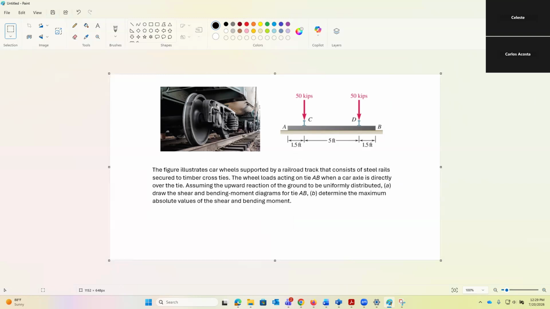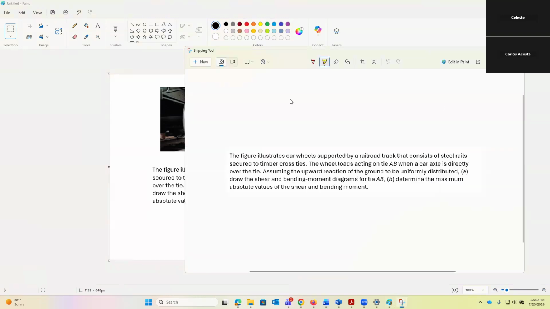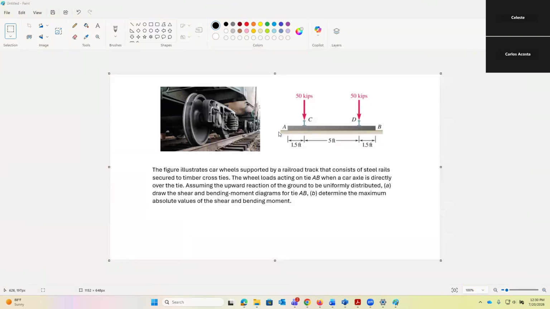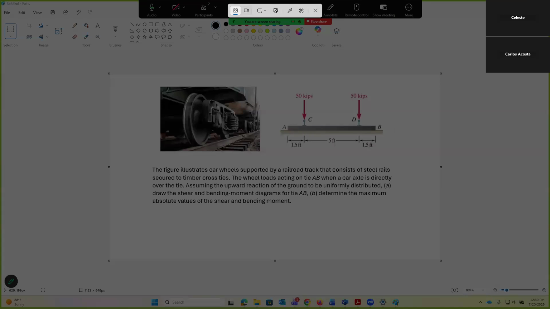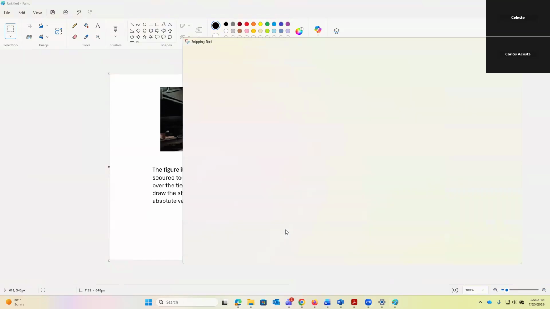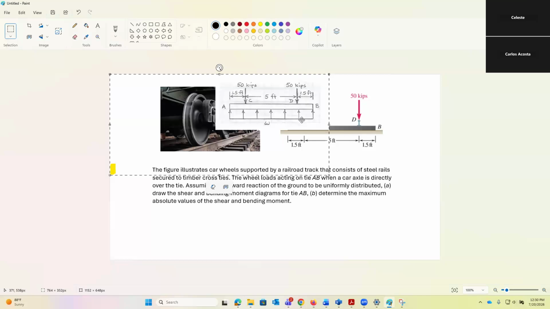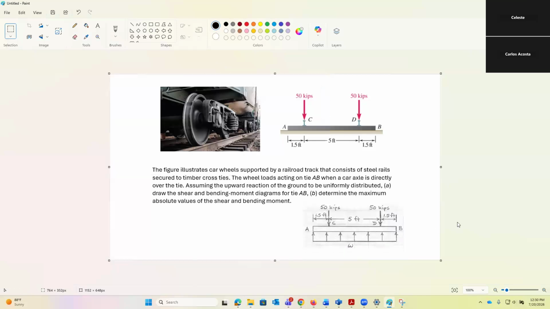Okay. So the first thing we have to do is the free body diagram. As we said, we have a ground, the rail itself, and then the beams. So it's going to look like so, right? Like this. If you notice, you have the 50 kilopound force on each rail, and then that's distributed on the beam, and then that's distributed on the whole ground. We're going to call that little w for the reaction force.